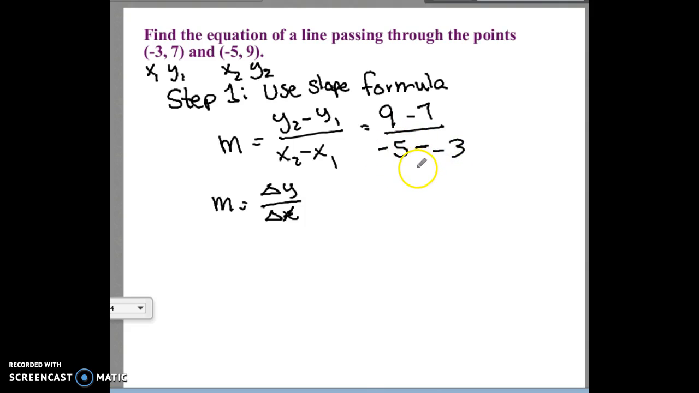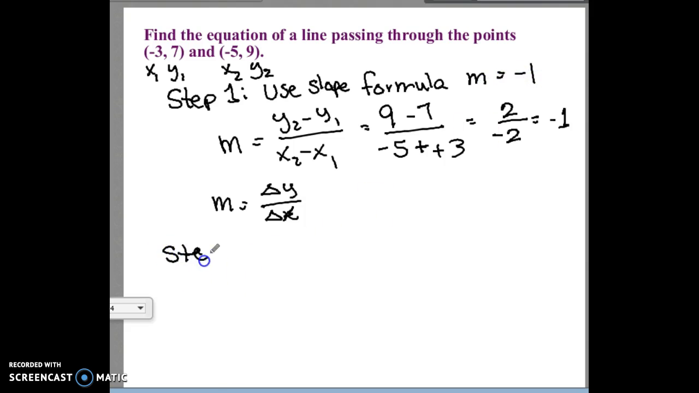If you've been my student a while, you know that when I see minus and negative, I say ding, ding, ding, just to give yourself a reminder that that becomes plus positive. So I have 9 minus 7, that's 2, and -5 plus 3, that's -2. When I write that in simplest form, that gets me a slope of -1. So step 1 is use the slope formula, and I found the slope is -1.